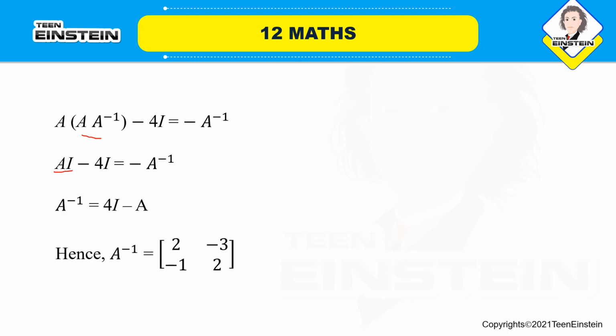What is A into I? A into identity matrix is the same matrix A. So 4I minus A. Therefore, A inverse equals, what is 4I? How will you write? 4 into identity matrix of order 2. So 4, 0, 0, 4 minus A. A is the given matrix. So when you subtract this matrix from 4, 0, 0, 4, then you will get 2, minus 3, minus 1, 2. So that is the answer for this problem.